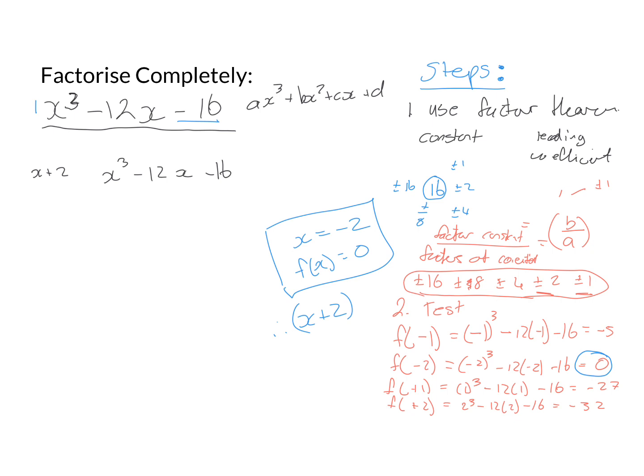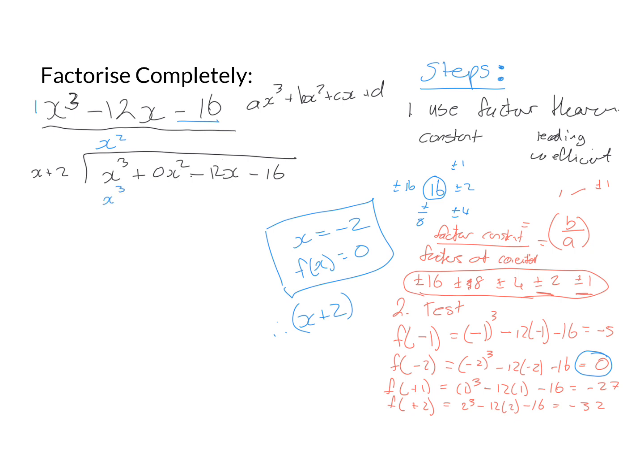So what I want to do when I'm going to deal with my long division is I'm going to just add in an expression for the x squared. So it's going to be plus 0x squared minus 12x, take away 16. And now I can do my long division. So let's have a look. I want to say x cubed divided by x leaves me with x squared.